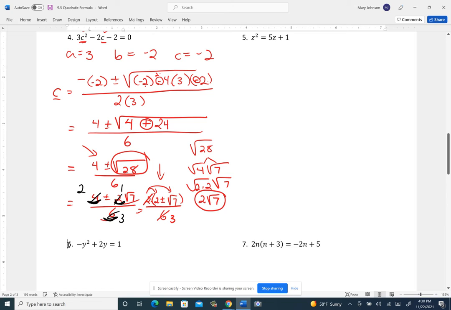Okay, so my final answer would be 2 plus or minus the square root of 7 all over 3. All right, now go back for a second, because again, most of the issues have to do with simplifying.